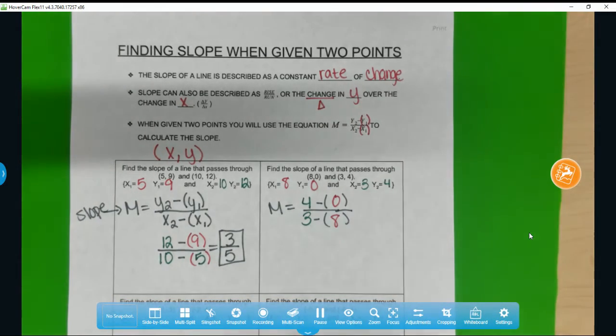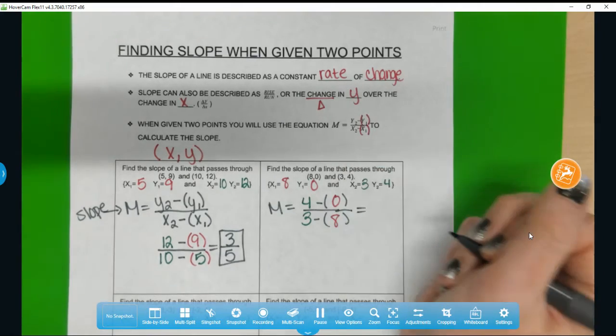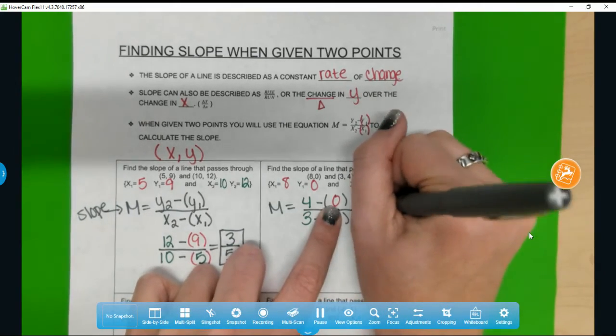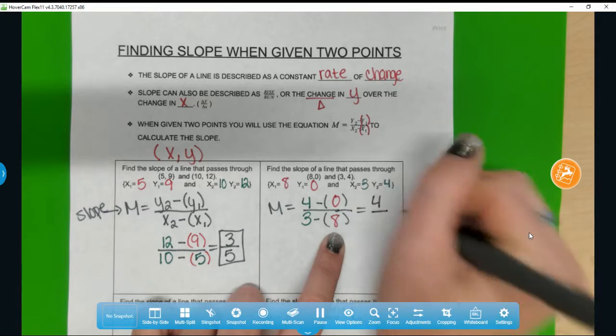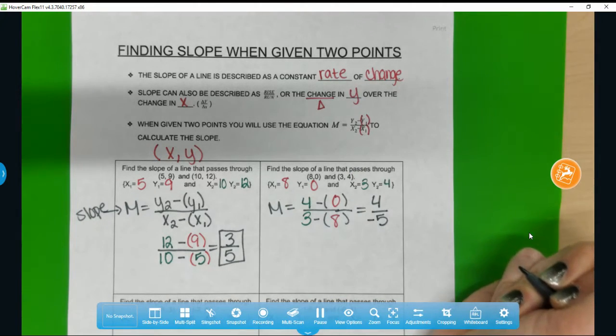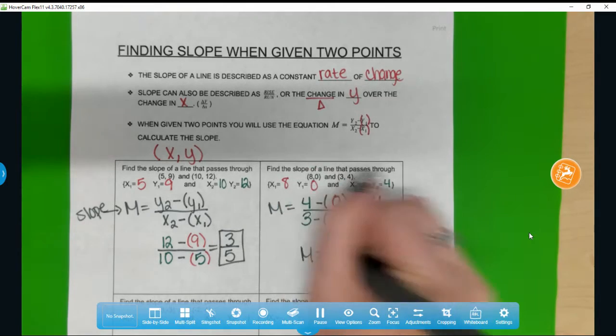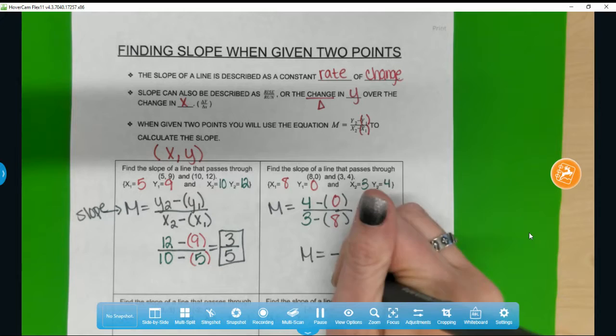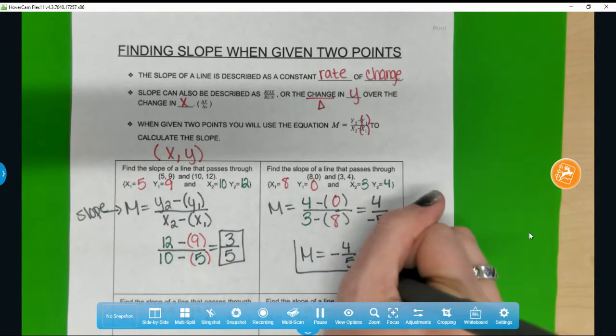So now I'm just performing those operations. So I have 4 minus 0, which is 4, 3 minus 8, which is a negative 5. So my slope is negative 4/5, because that negative can kind of float anywhere.